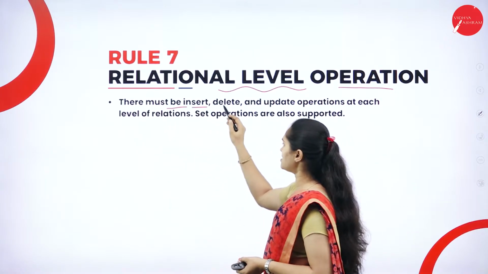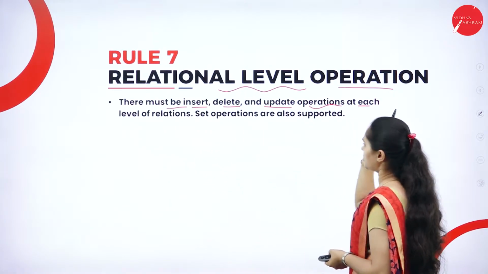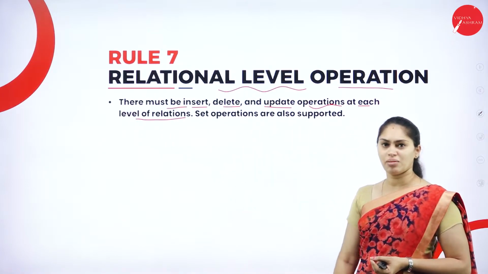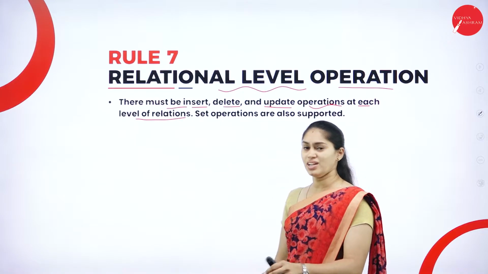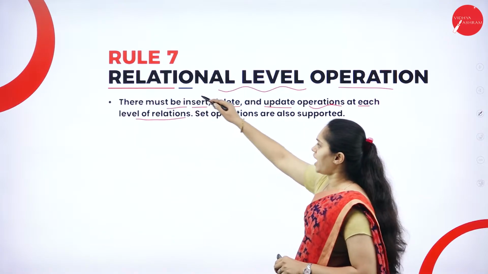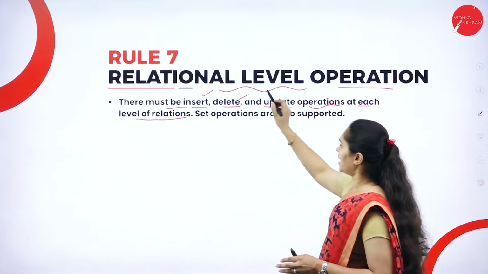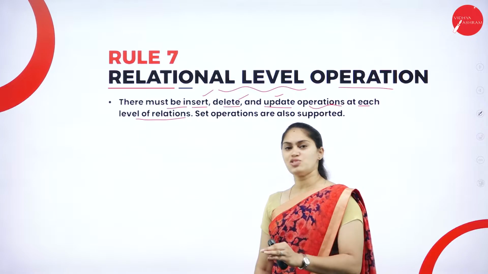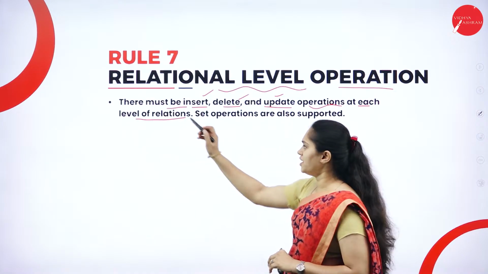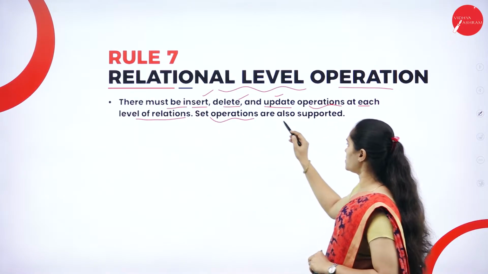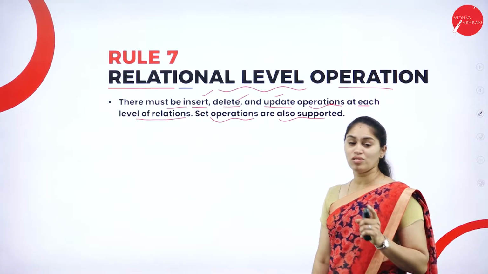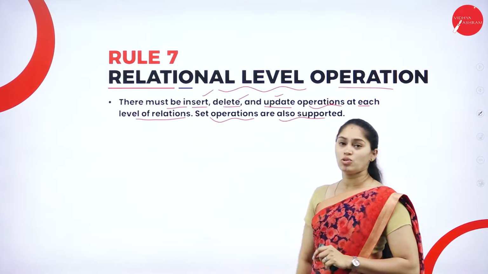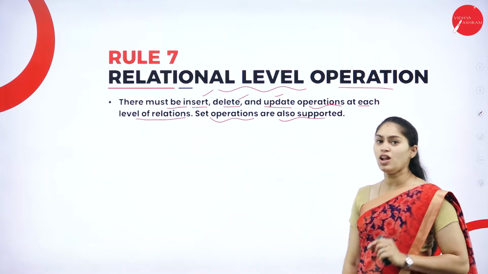So there must be insert, delete and update operations at each level of relations. At each level of table or relation, it must be able to have insertion, deletion as well as update. All the fundamental operations have to be there at all levels of relation, so that even set operations are also supported by the relational database management system. So this is regarding rule 7, that is relational level operation.